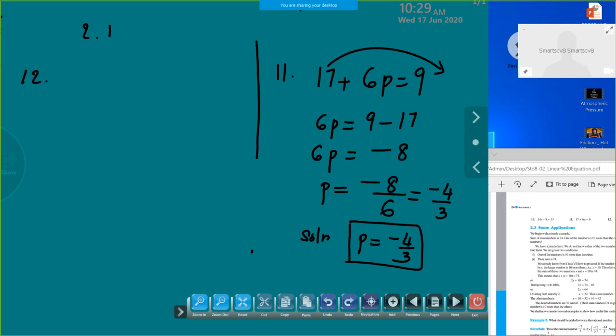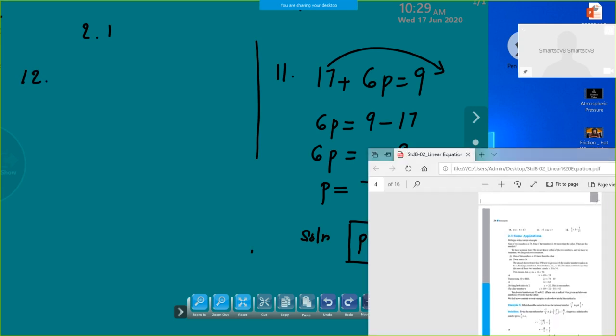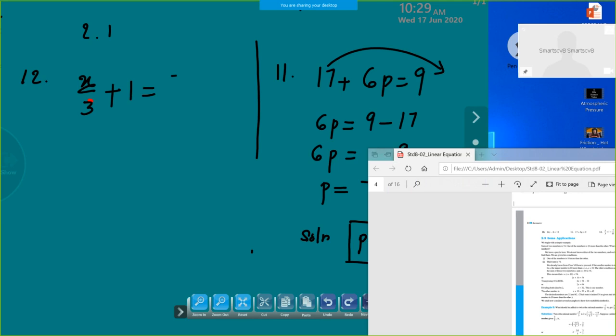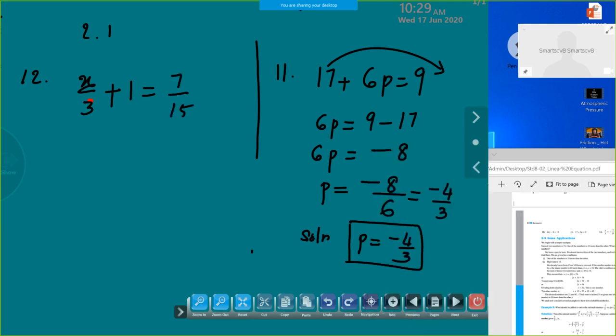There is one more question. X by 3 plus 1 is equal to 7 by 15. Okay, so this is the question expression. X by 3 plus 1 is equal to 7 by 15, and this is the last question in the exercise. Okay, so here fractions are there, so do the calculations carefully. First, let us take the plus 1 to the right side. It becomes minus 1. So we can write x by 3 is equal to 7 by 15 minus 1.